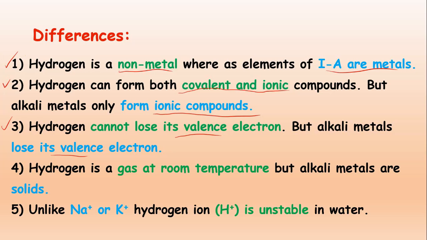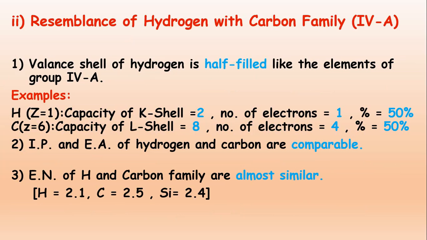Now the fourth difference is that hydrogen is a gas at room temperature, but alkali metals are in a different state. Hydrogen is a gas at room temperature, all the alkali metals are in the solid state. Fifth property is that unlike sodium or potassium, the hydrogen ion is unstable in water. Sodium and potassium, like alkali metal ions, are very stable when they form compounds, but the hydrogen ion is unstable and it will react with another hydrogen or with any other to produce a molecule or compound.